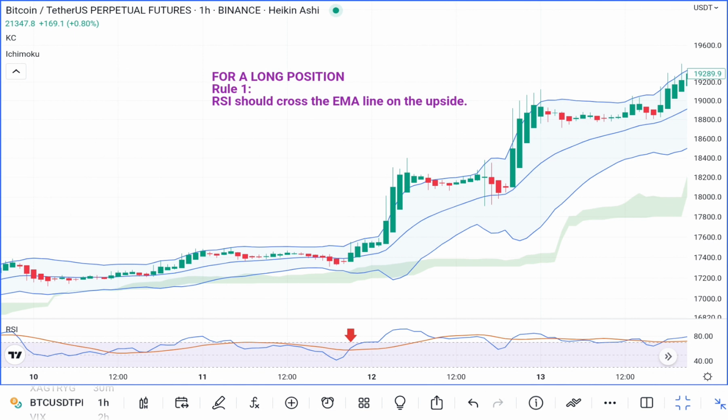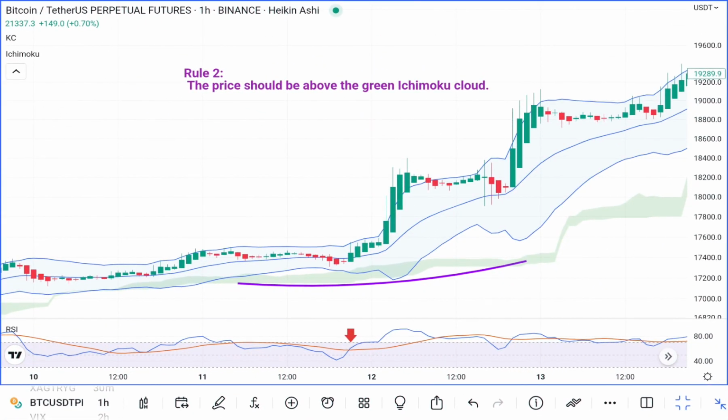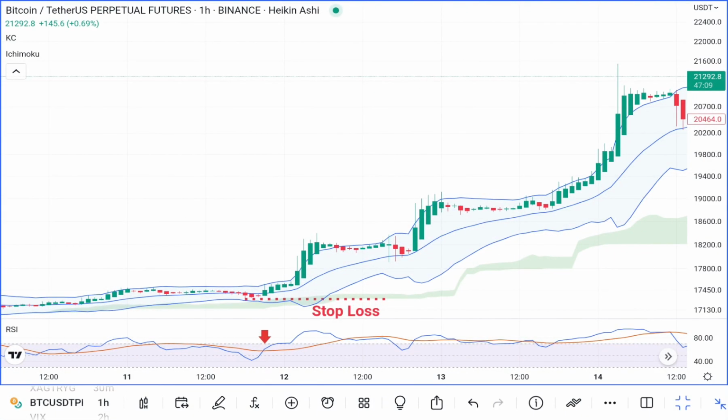For a long position, Rule 1. RSI should cross the EMA line on the upside. Rule 2. The price should be above the green Ichimoku cloud. Rule 3. Price should close above the Keltner channel midline with a green candle. Rule 4. The stop loss level must be below the last low swing.